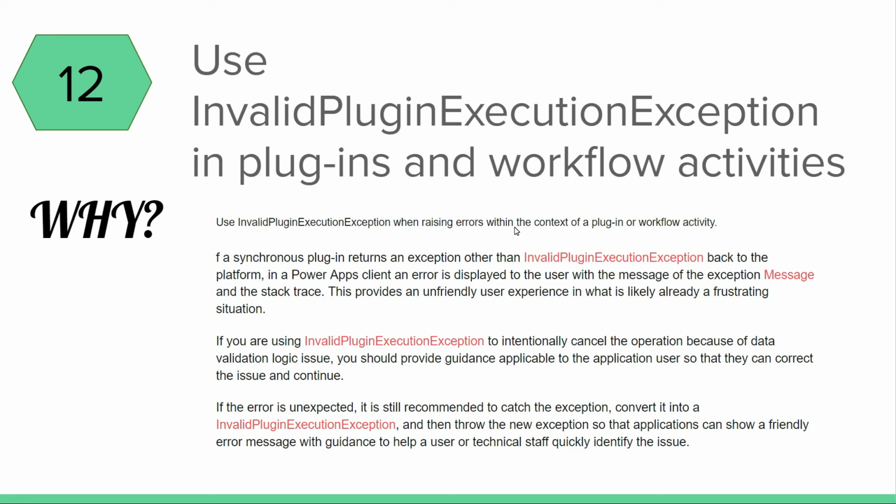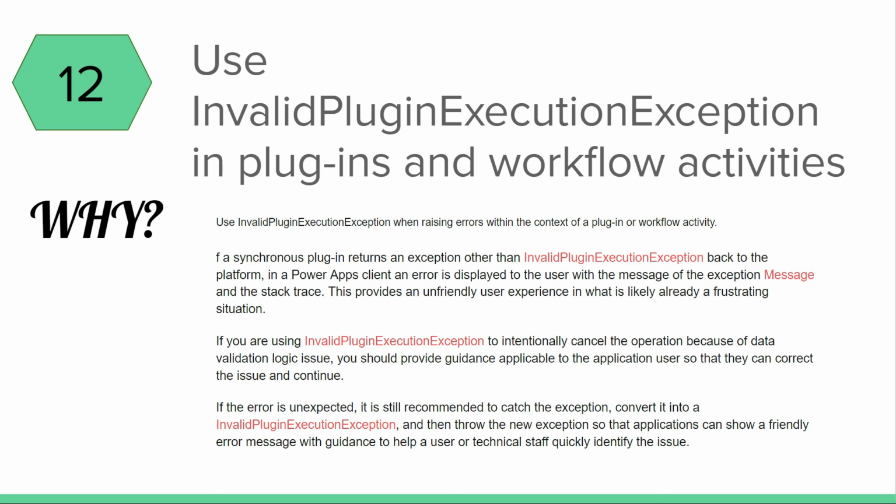Number 12, use InvalidPluginExecutionException in plugin and workflow activities. Whenever you think that you have to throw a custom error, a plugin error, you have to use InvalidPluginExecutionException to throw an error so that it will roll back. If a synchronous plugin returns an exception other than InvalidPluginExecutionException back to the platform, in the Power Apps client an error is displayed to the user with the exception message and stack trace.